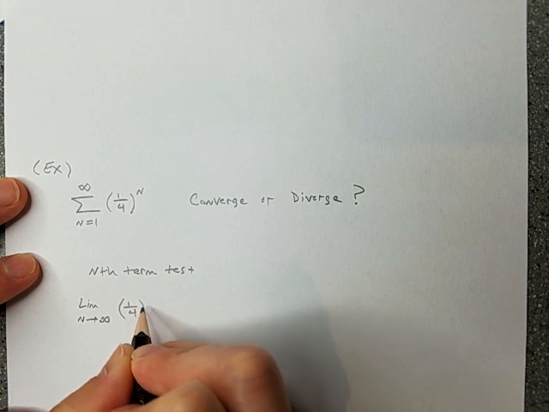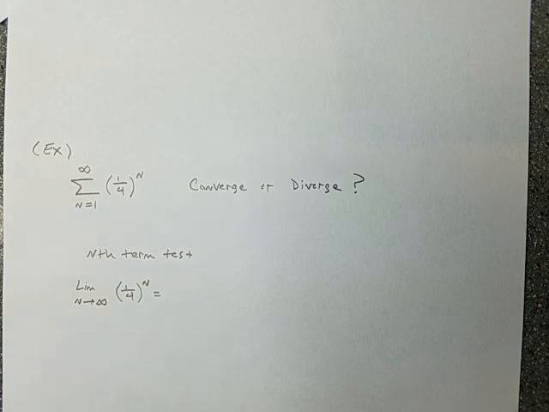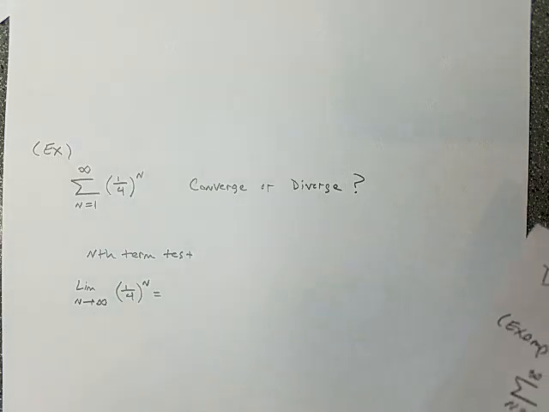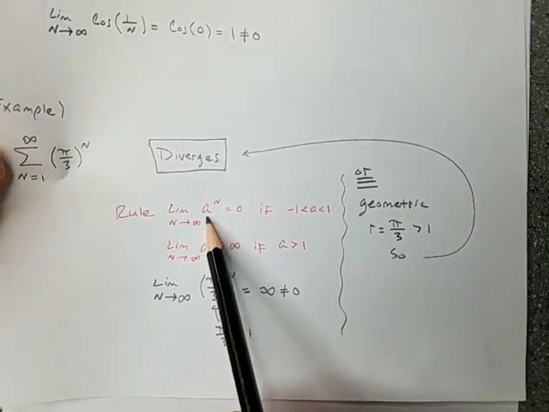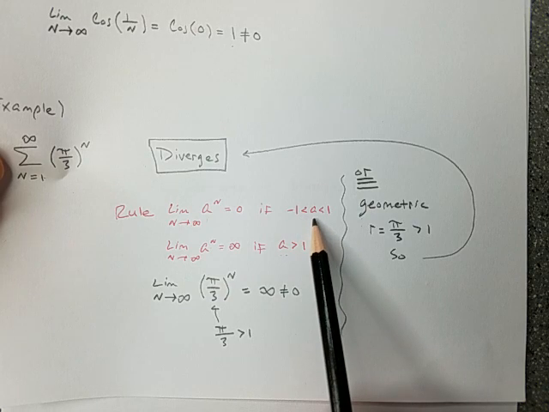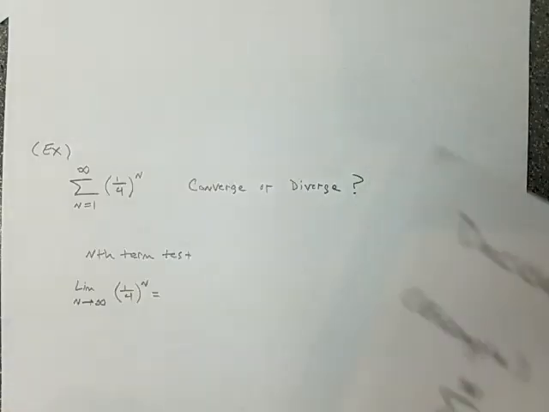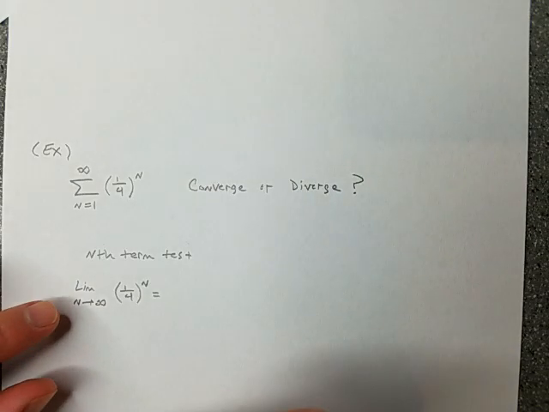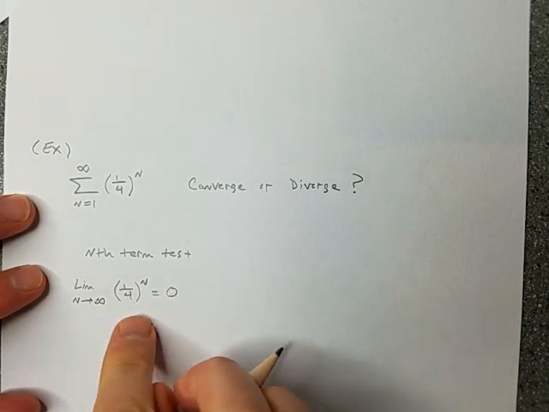So 1 over 4 to the n power. Okay, and there are different ways that you might do this limit. Limits is something you learn primarily in Calculus 1. Sometimes I give you some rules to use, and I remind you of some things that you learned in Calculus 1. But there's this rule right here. If a is some constant between -1 and 1, the limit as n goes to infinity of a to the n power is 0. So that's a rule that I could use to do this limit. 1/4 is between -1 and 1. So this limit is in fact 0.